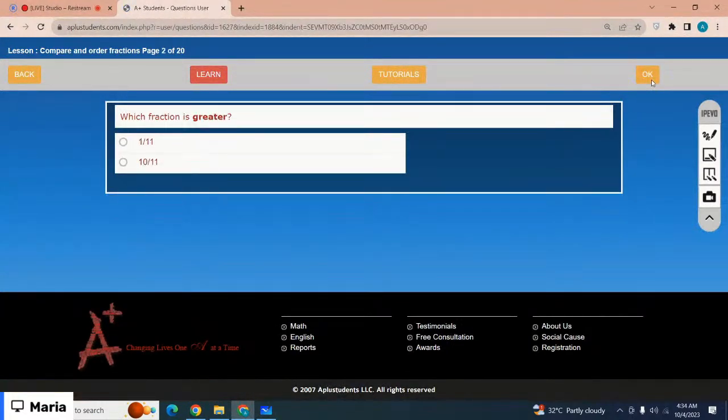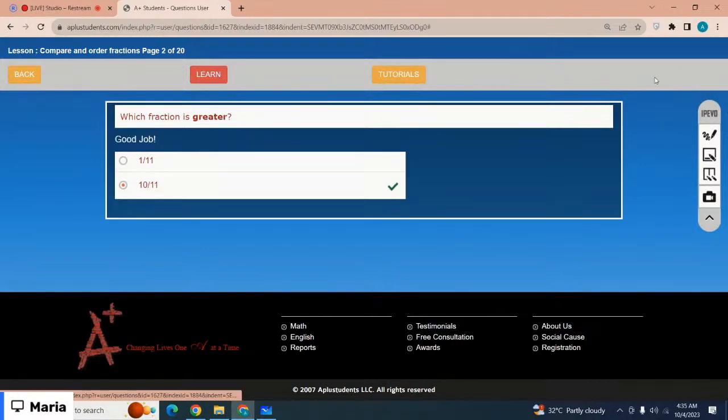Which fraction is greater, 1 over 11 or 10 over 11? If they have the same denominators, like for this one the denominator is 11, just look at the numerators. The one that has the greater numerator is greater. So which is the correct option? Very good. That would be 10 over 11. That is the case when you have like denominators.